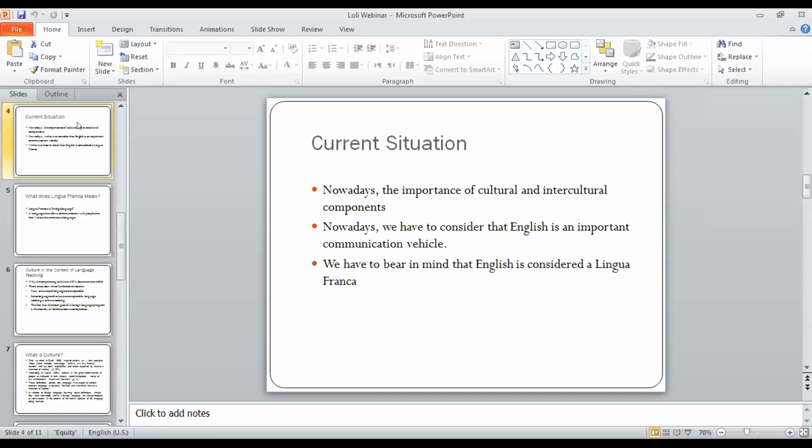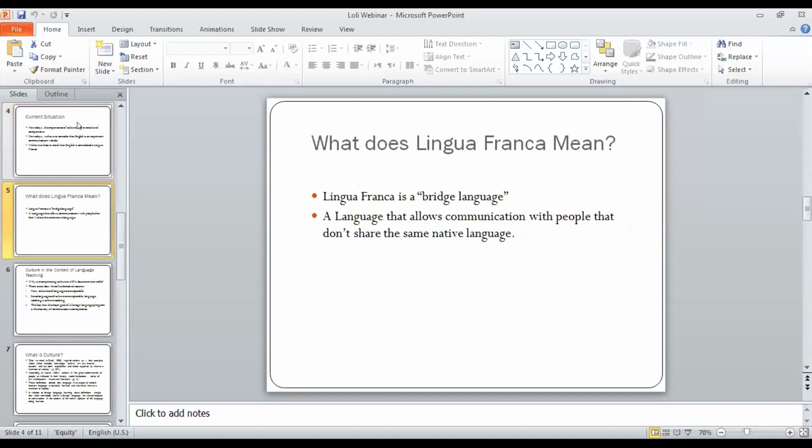So we have to bear in mind that English is considered a lingua franca. What does lingua franca mean? Lingua franca is a bridge language, a language that allows communication with people that don't share the same native language.